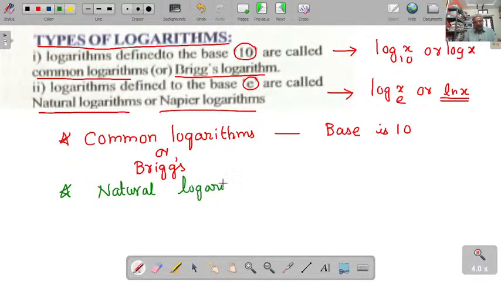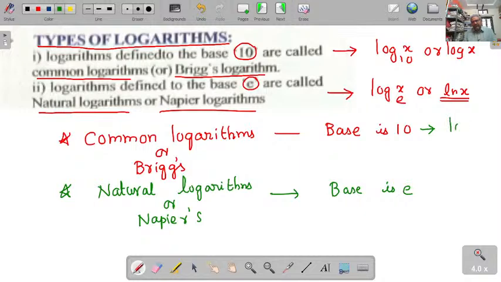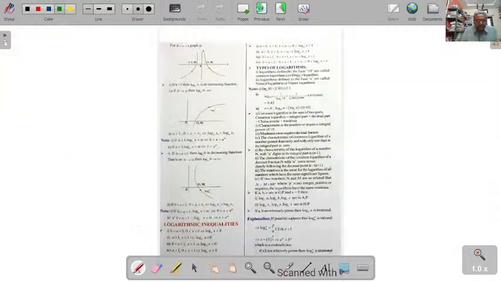Natural logarithms were actually invented by the mathematician Napier. Napier's logarithms. Here base is e. Here we denote log x to the base 10, or simply we can write log x. And log x to the base e, we can write ln x. Notation will be like this. So these are the types of logarithms we need to discuss. Right, next.